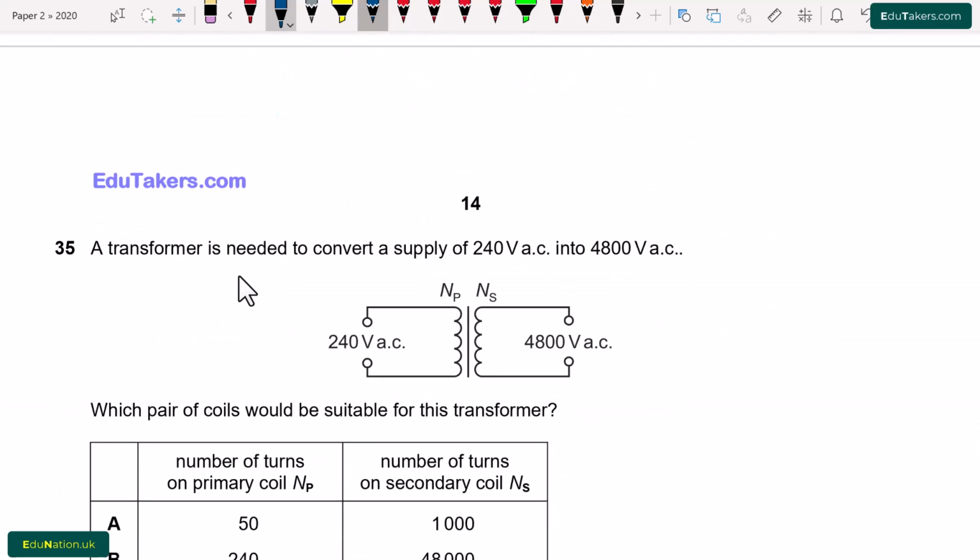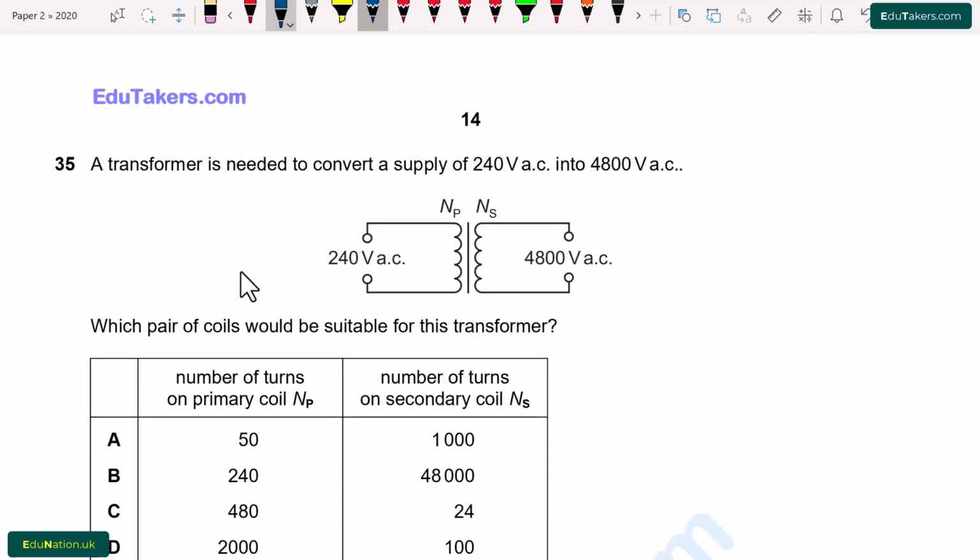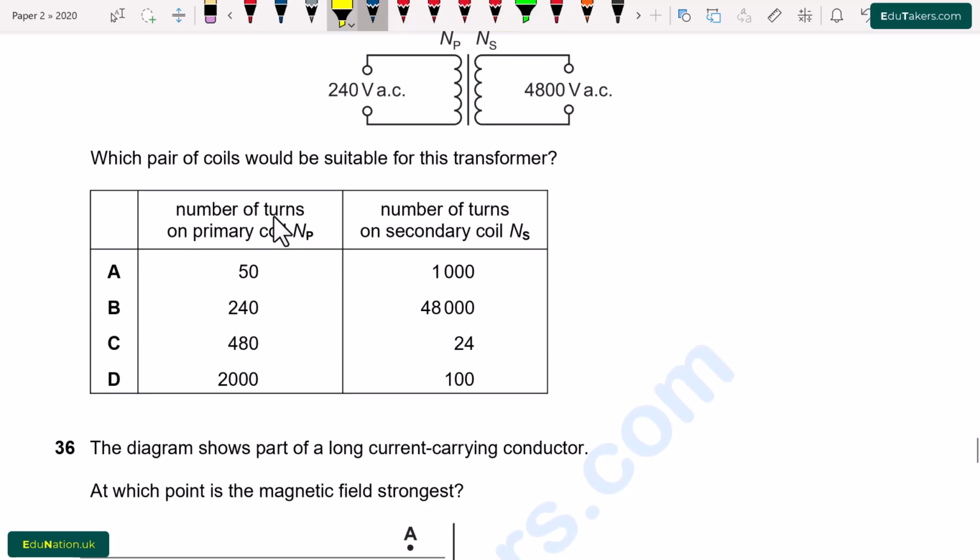Question number 35. A transformer is needed to convert a supply of 240 volt AC into 4800 volt AC. So here is our transformer. Input voltage is 240 volt and output voltage is 4800. Which pair of coils would be suitable for this transformer? Number of turns on the primary coil NP and the number of turns on the secondary coil NS.